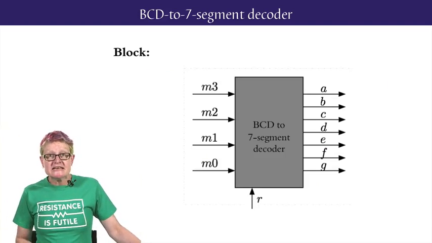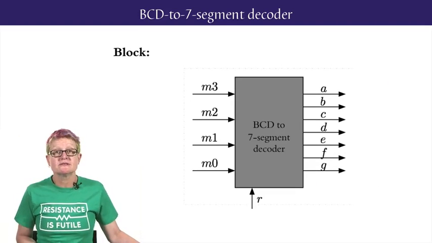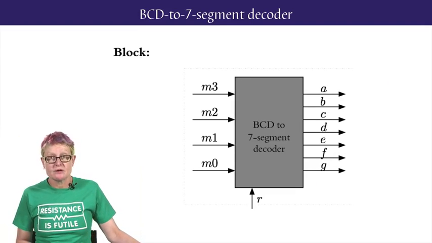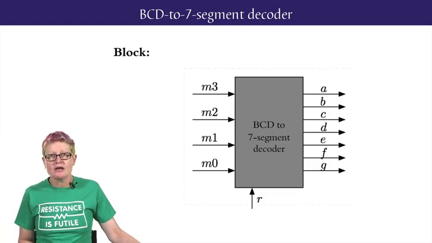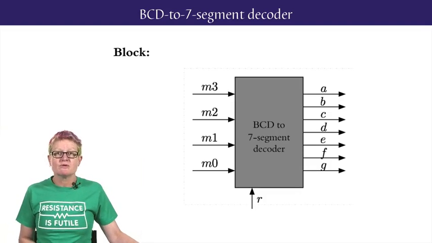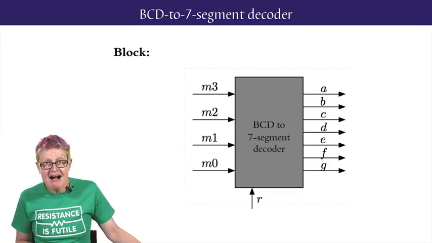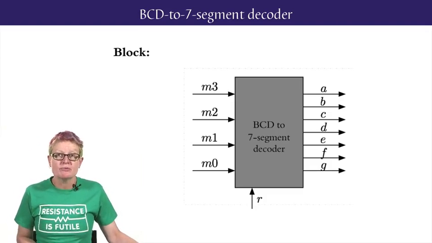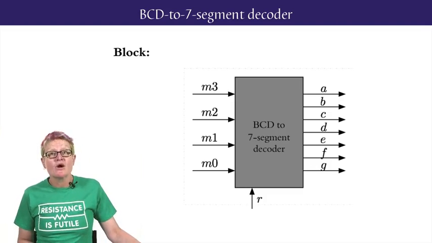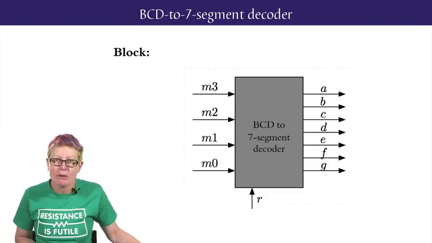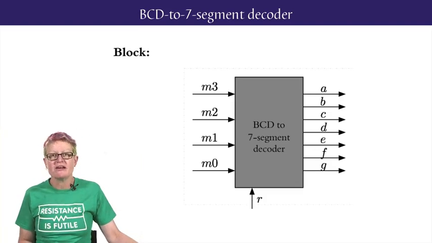Now, our BCD to 7-segment decoder is a system with a total of 5 inputs and 7 outputs. It is required to take as input a 4-bit binary code M equals M3, M2, M1, M0, together with a 1-bit control input R, and return as output a 7-bit code A, B, C, D, E, F, G, which encodes how to light up the 7-segment display by turning on or leaving off the various segments.